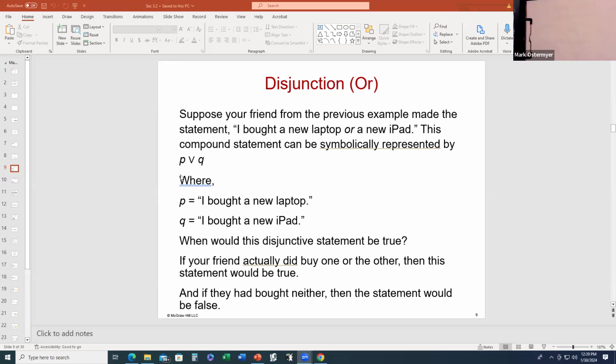I have a question for you. Is it necessary for both simple statements P and Q to be true for the disjunctive statement to be true, like it was for an and? No, it is not. And required that both P and Q be true for the conjunctive statement to be true. But for the disjunctive statement P or Q to be true, ladies and gentlemen, it just suffices that at least one, or both, of these component statements are true. If that's the case, the whole disjunctive statement is true. So when is a disjunctive statement false? Well, it would be false if my friend neither purchased a laptop computer nor bought an iPad. Then it would be false.